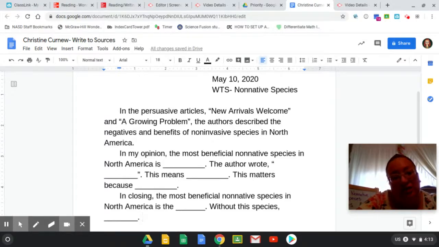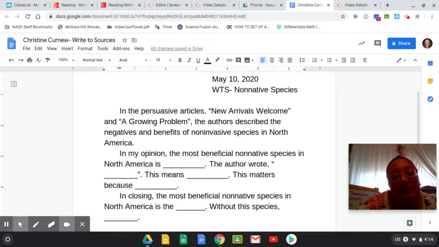We're using Write to Sources, and we're talking about non-native species. So now let's get to it. Whenever I answer a question about text, I want to start with tags. Tags include the title, the author, the genre, and a simple summary so that the person reading your writing knows what you're talking about and where you got your information from. This is a very important part of your writing process for Write to Sources.